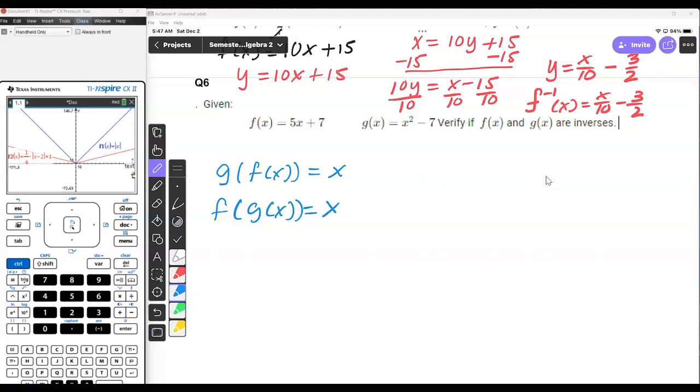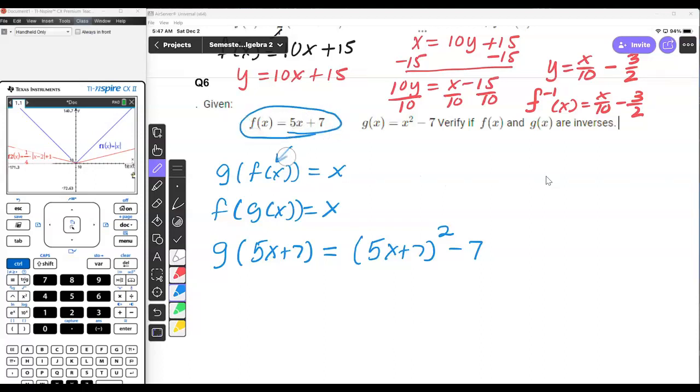So I'm going to do g of f of x. So we have g of f of x, where f of x is 5x plus 7, equals, remember that g is x squared, so you have 5x plus 7 squared minus 7. So what happens is f of x goes into function g. And now you're going to have to multiply 5x plus 7 times 5x plus 7 minus 7.